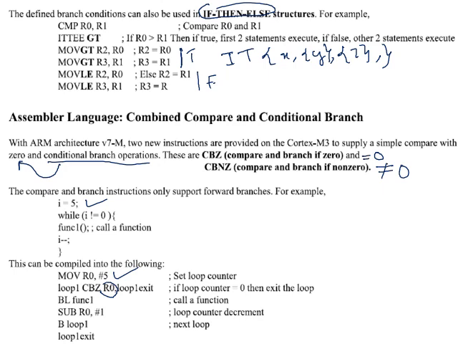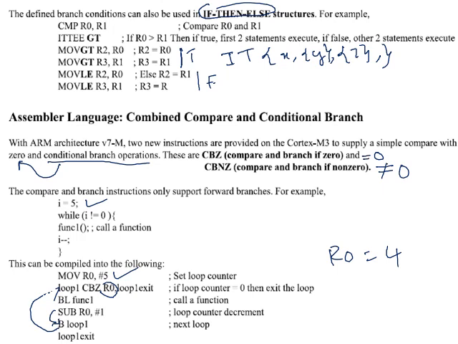Subtract R0 by 1. So R0 value will become how much now? 4. After this instruction it will execute the instruction b loop 1. So that means it will come back here. Again it will check whether R0 is 0. Now the value is 4, so again it will come to bl function 1. So it is somewhere written function 1.